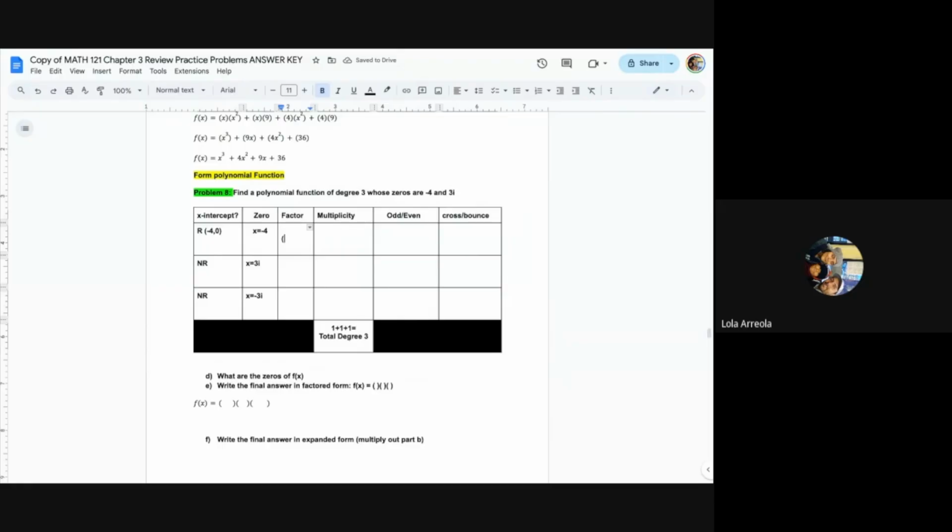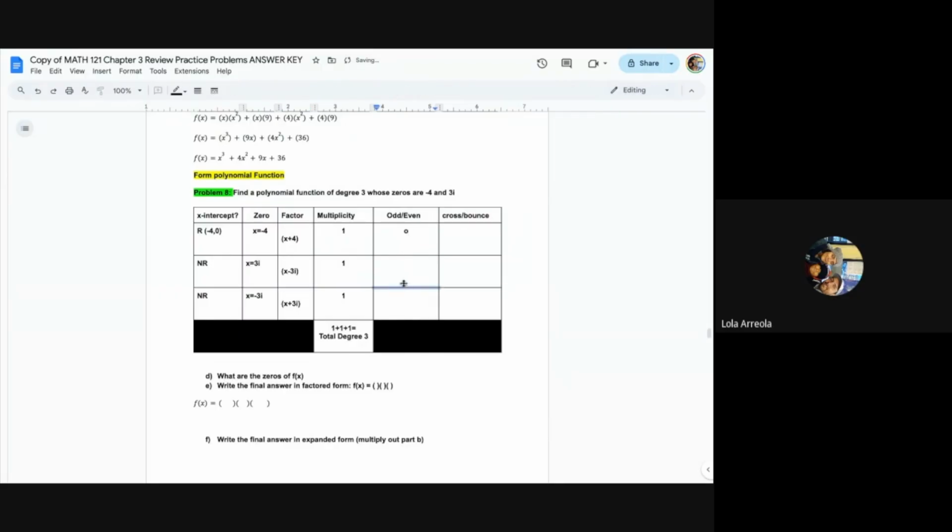So the factor for x equals -4, if r, -4 is a real number, then the factor is x minus r. So in this case, x plus 4. X equals 3i, so x minus 3i. X equals -3i, so x plus 3i. Okay, so these are the factors. Well, again, I don't know the multiplicity, but I know they have to total up to 3. So if I have 3 zeros, they all have to add up to 3 somehow. So each factor is raised to the first power.